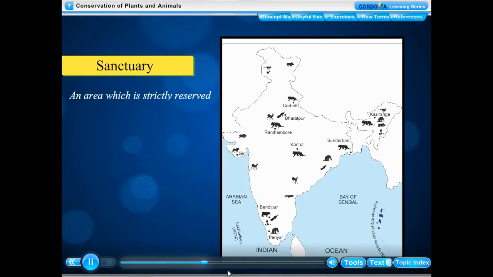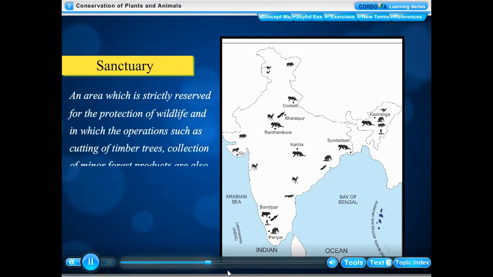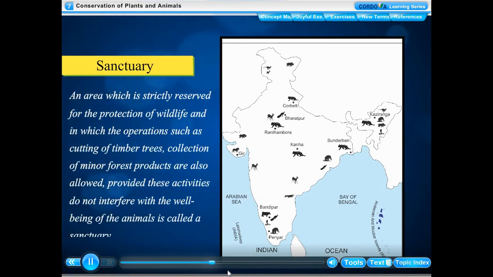Sanctuary. An area which is strictly reserved for the protection of wildlife and in which the operations such as cutting of timber trees, collection of minor forest products are also allowed, provided these activities do not interfere with the well-being of the animals, is called a sanctuary.